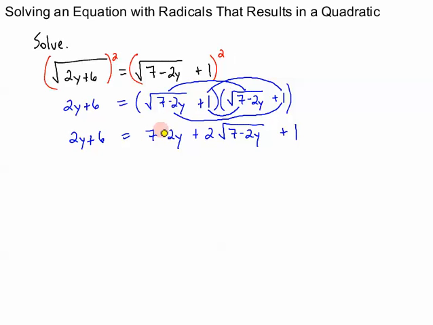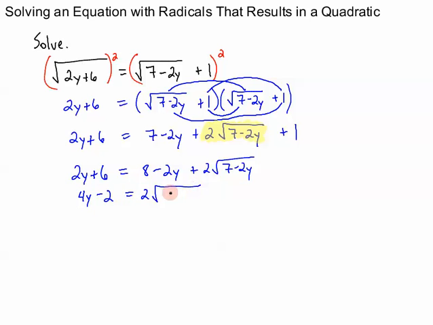Now I need to stand back and say, how do I solve this? Well, there's a term with a radical again, so I get this term by itself. Let's go ahead and do a little more work. Let's rewrite the right side. 7 plus 1 is 8 minus 2y, and then plus my radical term here. So I'll subtract 8 from the 6, that will give me a negative 2. And I'll add this 2y to this 2y, giving me 4y. And now I've got 2 times the square root of 7 minus 2y.